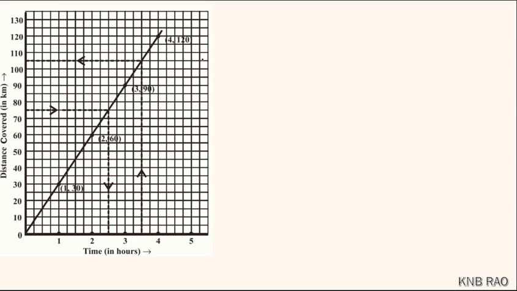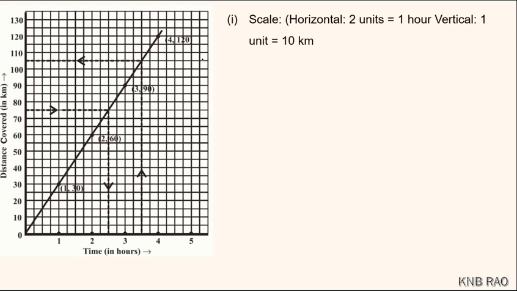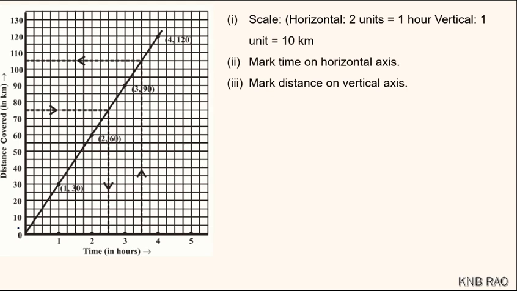From this I can say that 1 unit on the horizontal axis, you could see 1, 2, 3, 4, means each unit is 15 minutes. On the vertical axis, 2 units is 10 kilometers, so 1 unit will be 5 kilometers. So this is how I have marked the time on the horizontal axis, marked distance on the vertical axis, plotted the points and joined them.